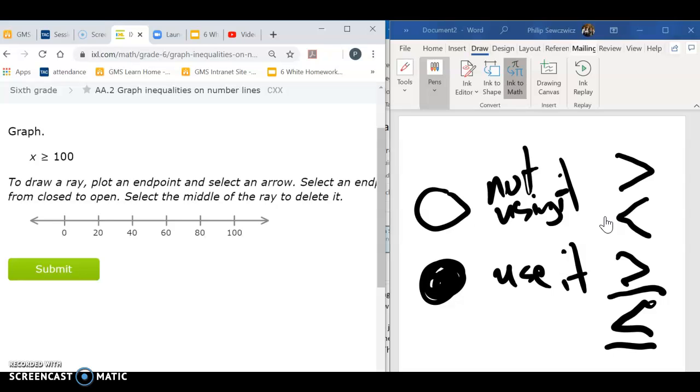So again, keep in mind your symbols. Is it a less than symbol? Is it a greater than symbol? We're going to use that open one there. If it's the or equal to's, we're going to shade it in. And when in doubt, just remember the alligator eats the larger number.